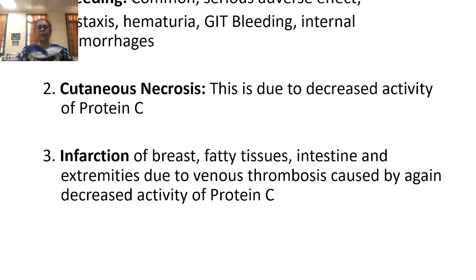Now the adverse effects with oral anticoagulants: bleeding is the common serious side effect. Epistaxis can occur, bleeding in the form of GI bleeding, internal hemorrhage, hematuria. Cutaneous necrosis can occur because of the decreased activity of endogenous protein C, then infarction of the breast, fatty tissue, intestine and extremities due to venous thrombosis, caused again because of decreased activity of protein C.